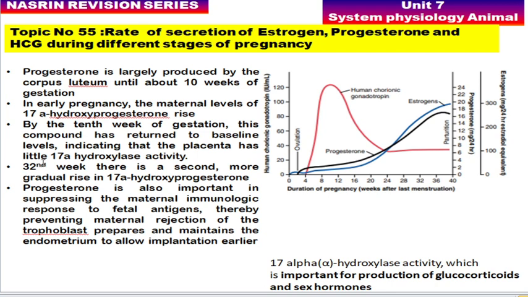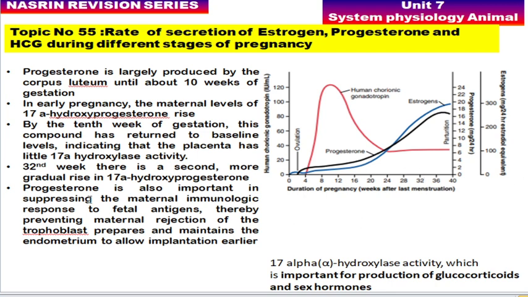Then at the 32nd week, there is a second, more gradual rise. Here you can see that at the 32nd week there is an increase in the amount of 17-alpha hydroxyprogesterone. Now, this black line is the progesterone hormone. By the 20th week there will be only basal synthesis of progesterone, and the amount starts to rise at the 32nd week.